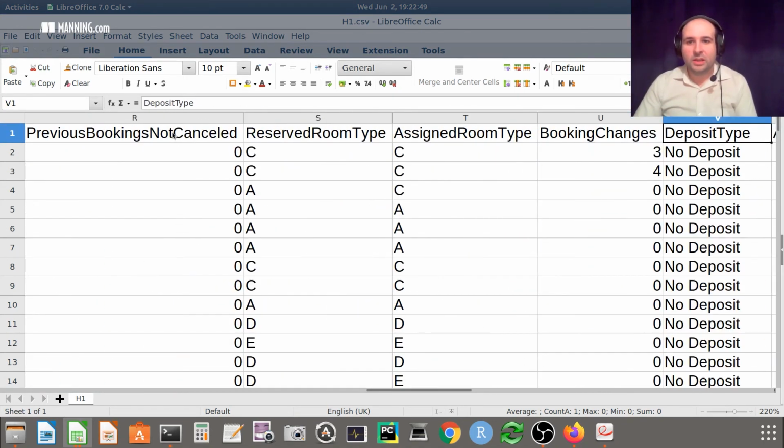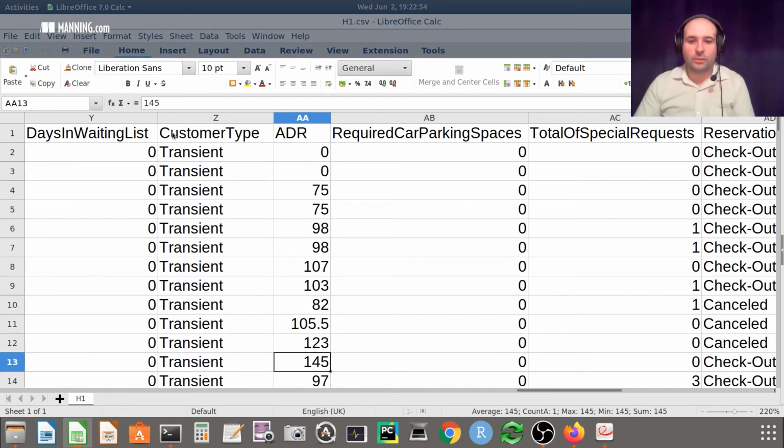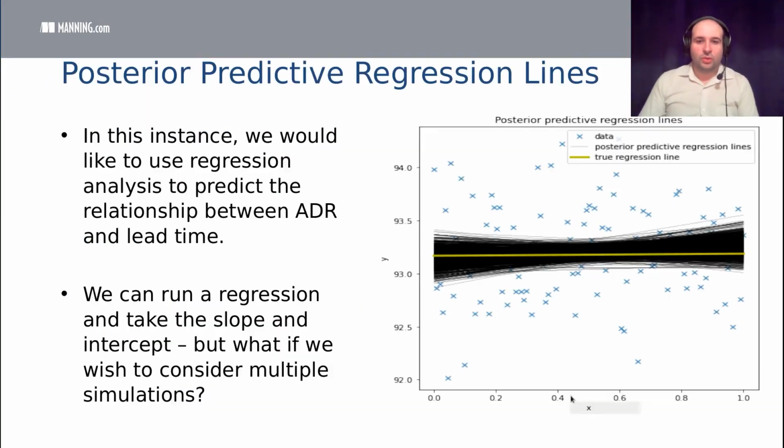We have as well the ADR, or the average daily rate, which is essentially the average price that a customer pays every day when they stay at the hotel. Now, let's suppose we wish to conduct a regression on this. Let's say we want to analyze the relationship between ADR and lead time. Is there a correlation between the length of time between a booking and a stay and the rate that a customer pays per day at the hotel? Is there a meaningful relationship between that?